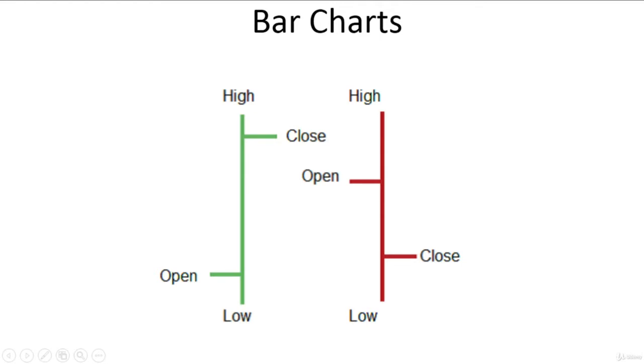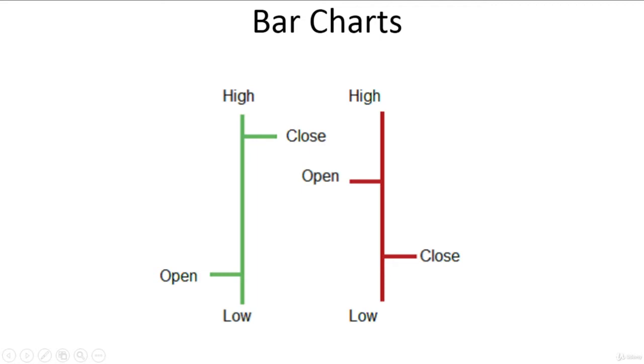Now we discuss the bar chart. A bar chart represents the whole price range of the day. That means for the day we get open, high, low and close, which is not shown in the line chart. That means bar charts are more advanced than line charts. Each bar represents only one day of price action. On the left-hand side, a tick shows the open price, and on the right-hand side it shows the close price.